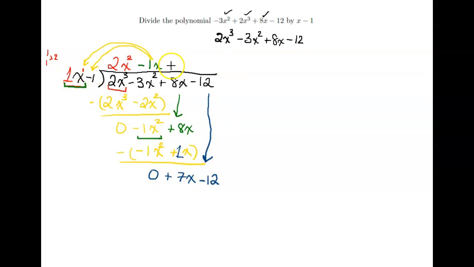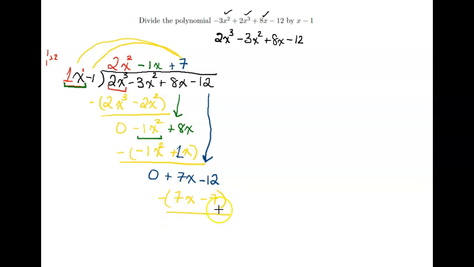So how many times can 1 go into 7? Well, obviously it can go 7 times. If I take an x out of x, that just leaves me with no x's. So that's why this is just a plus 7. And we do our final multiplication here. Instead of that term, we now multiply this 7 by both. So 7 times 1x gives me 7x. 7 times negative 1 gives me negative 7.